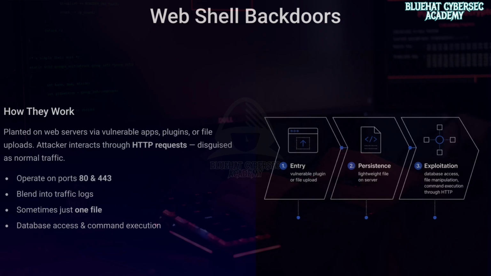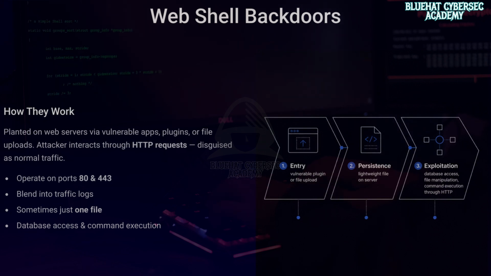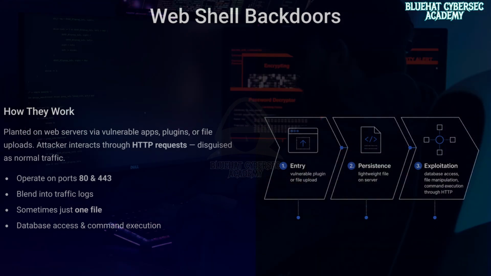Next, we shift to web shell backdoors, which represent exploitation through the browser layer. Web shells are backdoors planted on web servers. This usually happens through vulnerable applications, insecure plugins, or misconfigured file upload features. Once installed, attackers interact with the server through simple HTTP requests, often disguised as normal web traffic.